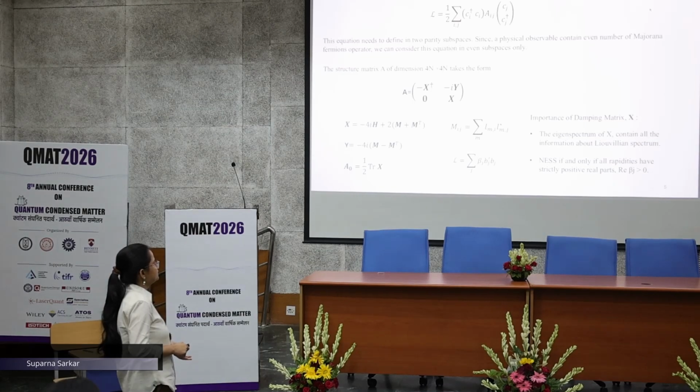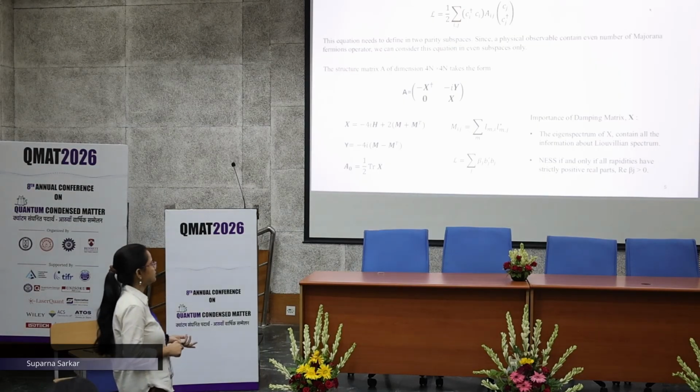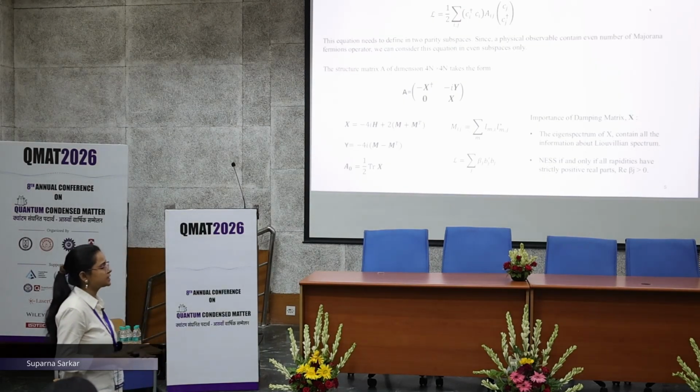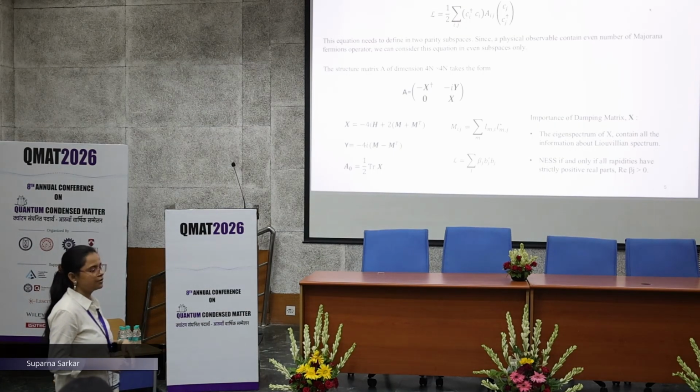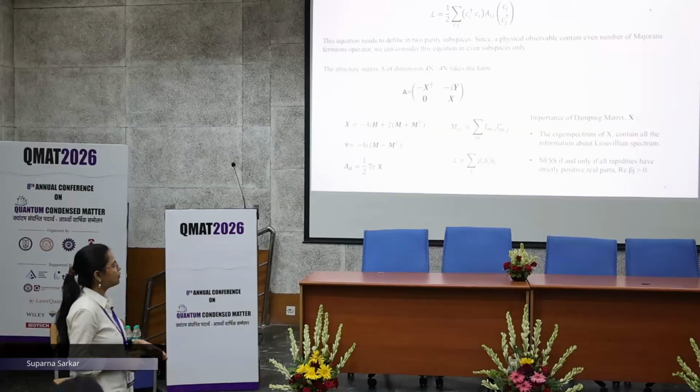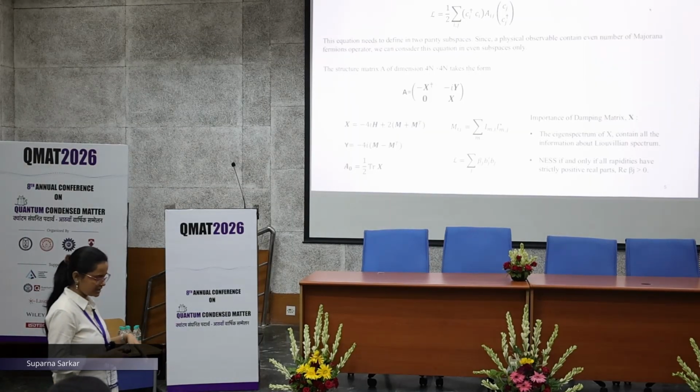You will end up with a Liouvillean in diagonal form in normal master modes with the rapidities beta j, which are the eigenvalues of this damping matrix. So instead of studying the full eigenspectrum of the Liouvillean, you can study only the eigenspectrum of the damping matrix, which will give you the same information, and there will be a non-equilibrium steady state if and only if all the rapidities have strictly positive real parts.